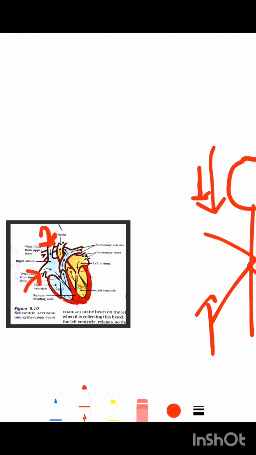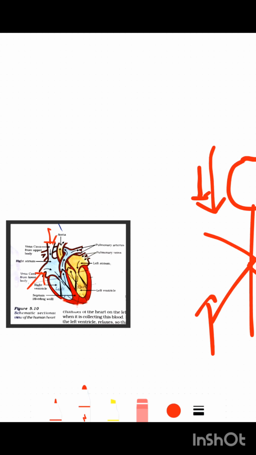When you see the arrow mark for the first time, you will get confused, but when you understand the function and see, you will easily understand it. Can you see here, vena cava, here one arrow mark and here one arrow mark, that is from the upper body and lower body. The vena cava from the lower body is also known as the inferior vena cava, and the vena cava from the upper body, which is collecting the deoxygenated blood, is also called the superior vena cava.